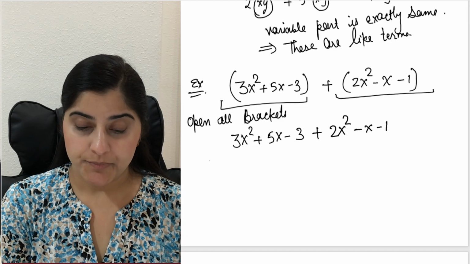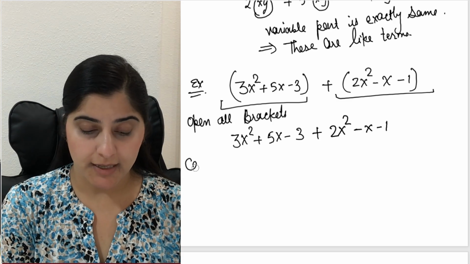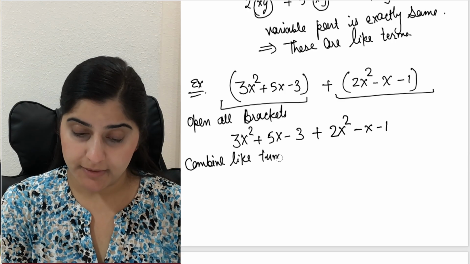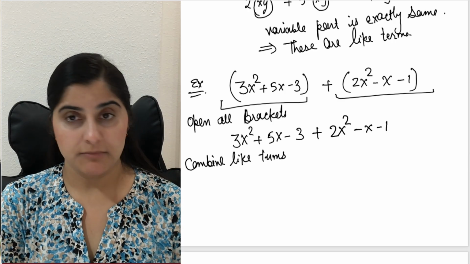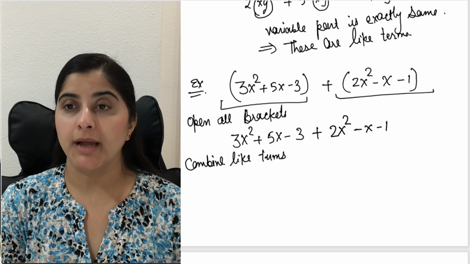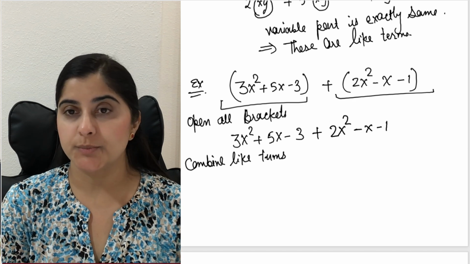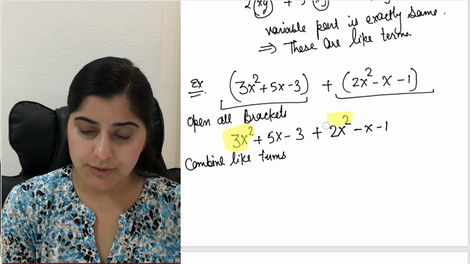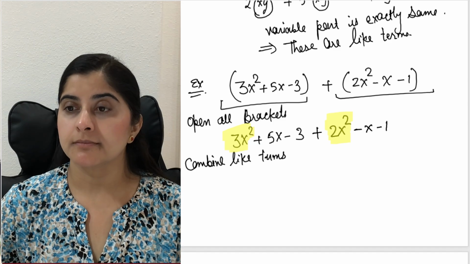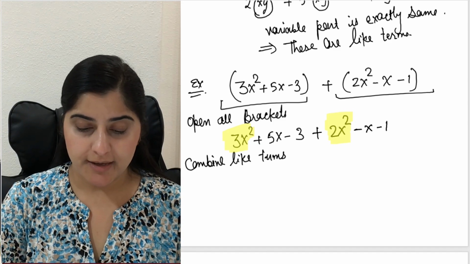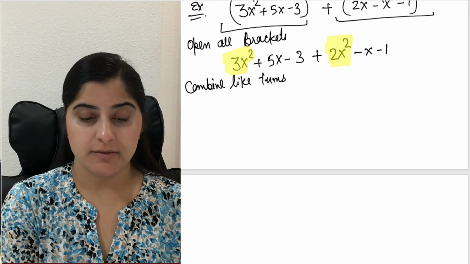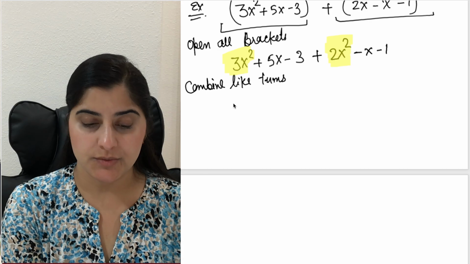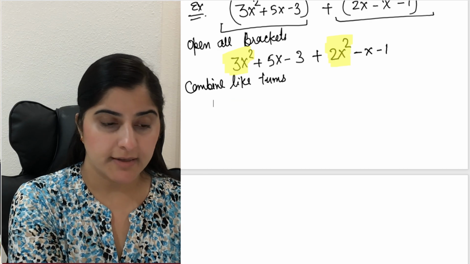Now, to make this expression simple, we have to combine like terms, if possible. Instead of writing them more than once, why not just combine them together and write them once, so that our expression becomes simple and smaller. Like this, 3x squared and 2x squared. You see here the variable part is exactly the same, x squared, so these two are like terms and we can combine them. It is 3, it is 2, so we can write this as 5x squared.